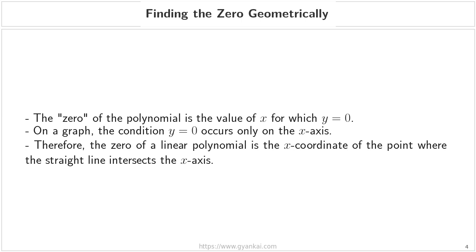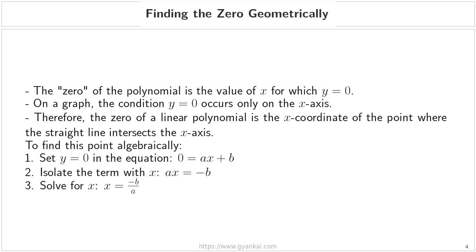Because of this, there is a beautiful connection here. The zero of our linear polynomial is simply the x-coordinate of the specific point where our straight line crosses or intersects the x-axis. Now, if you don't have a graph in front of you and you need to find this point using just the equation, you can follow these 3 simple algebraic steps.